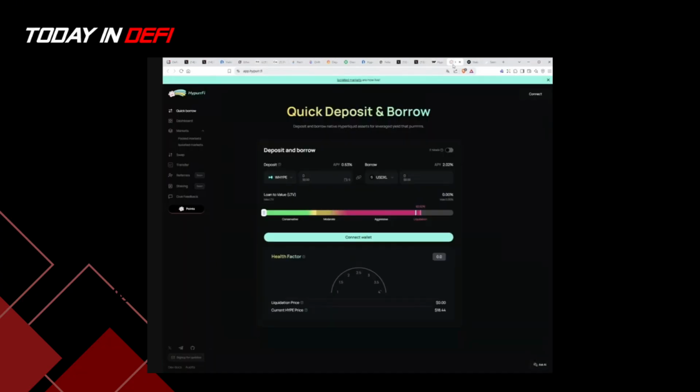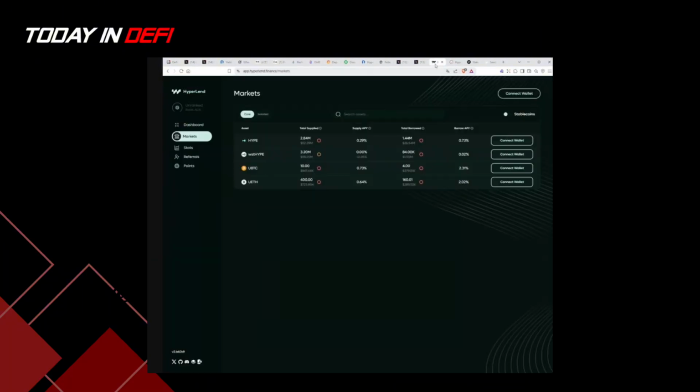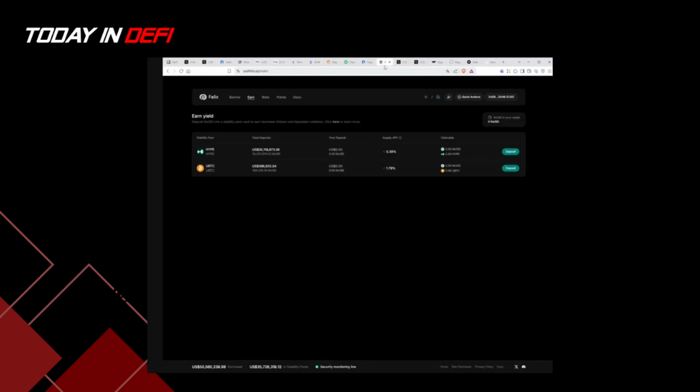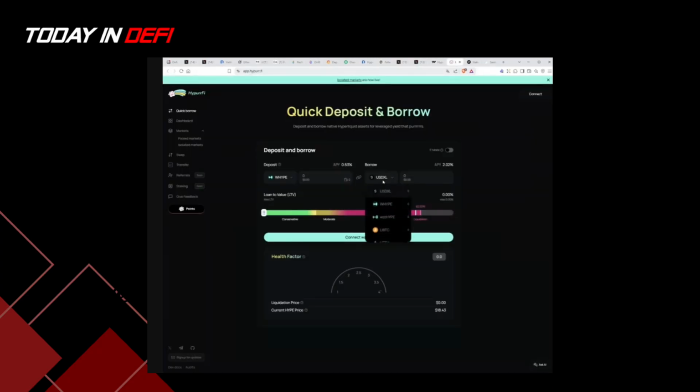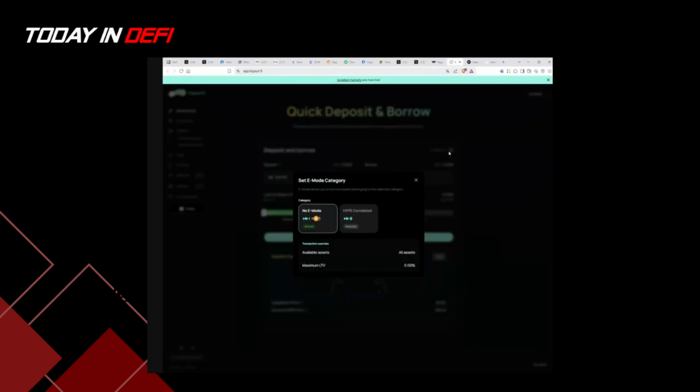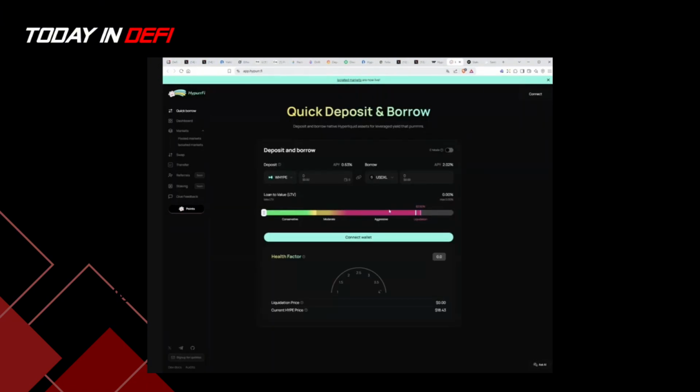And the other protocol is called HypurrFi. So HypurrFi is also interesting in the sense that it allows you to build a leverage loop with only one click. Before that, we were looking at HyperLend, where there is a lending market. We're also looking at Felix, which is a CDP currency, and HypurrFi somewhat combines the two. So it means that you can actually select where you'd like to deposit, where you'd like to borrow, and then turn on the E mode and then adjust the LTV, and therefore build a leverage position in one click.